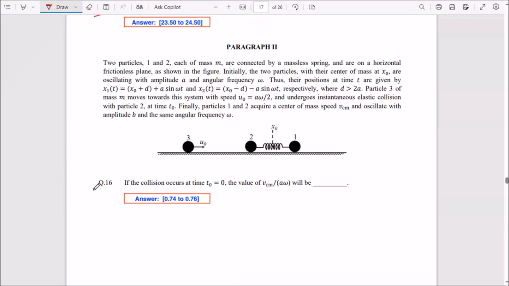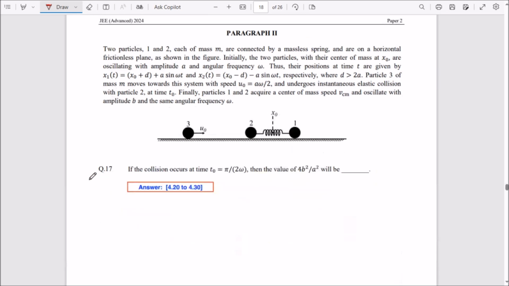Next, question number 16. Based on paragraph H, the answer is 0.74 to 0.76. So you can enter 0.74 or 0.75, or even if you get 0.76, it will be taken as correct option, students. The answer will be correct.